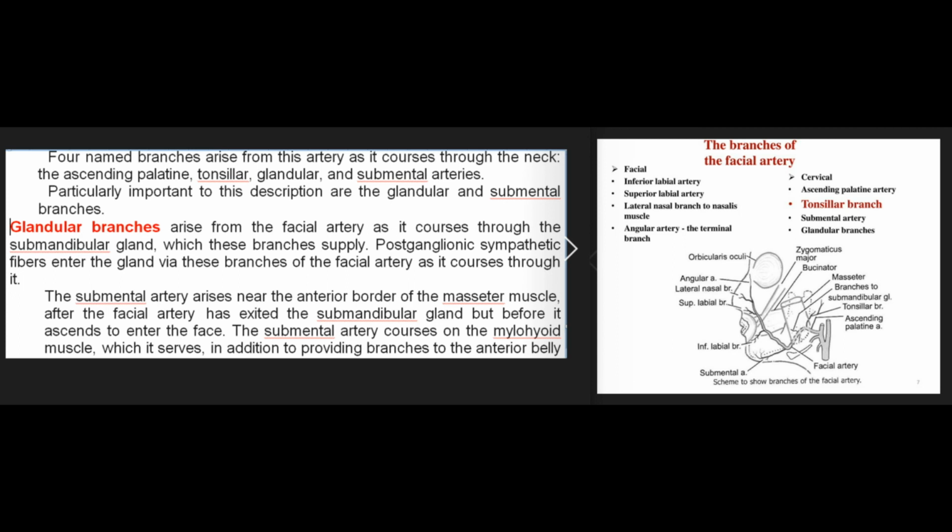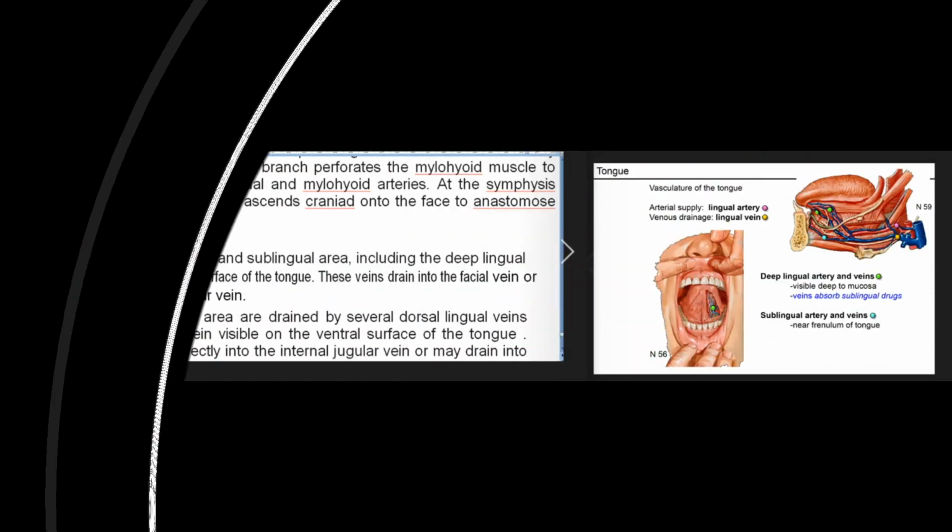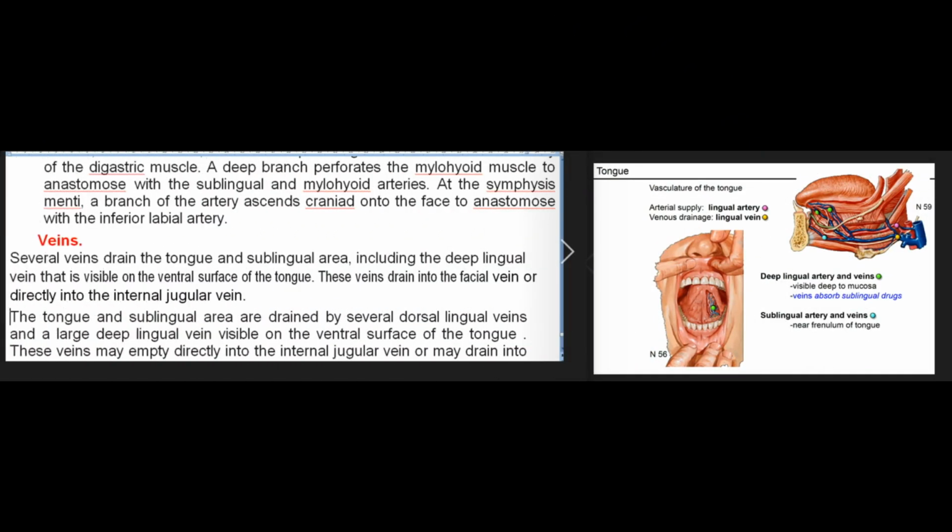The submental artery arises near the anterior border of the masseter muscle, after the facial artery has exited the submandibular gland but before it ascends to enter the face. The submental artery courses on the mylohyoid muscle, which it serves, in addition to providing branches to the anterior belly of the digastric muscle. A deep branch perforates the mylohyoid muscle to anastomose with the sublingual and mylohyoid arteries. At the symphysis menti, a branch of the artery ascends cranially onto the face to anastomose with the inferior labial artery.